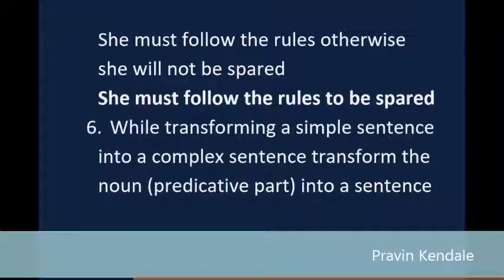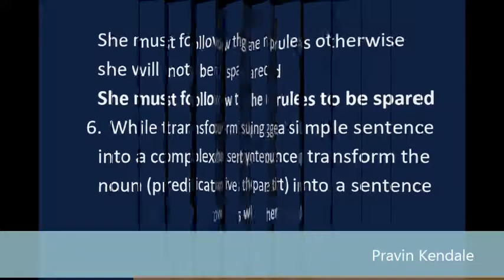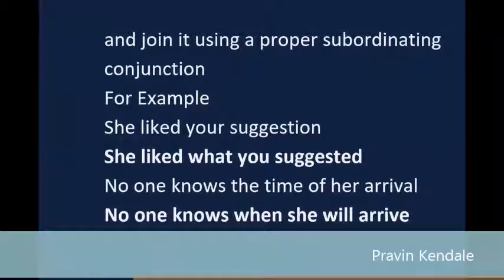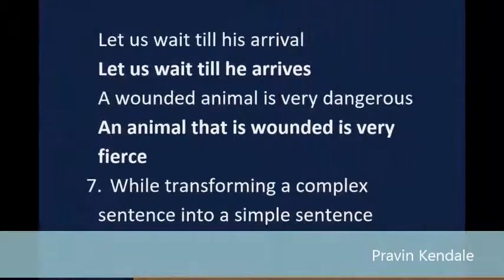6. While transforming a simple sentence into a complex sentence, transform the noun, predicative part, into a sentence and join it using a proper subordinating conjunction. For example, she liked your suggestion. She liked what you suggested. No one knows the time of her arrival. No one knows when she will arrive. Let us wait till his arrival. Let us wait till he arrives. A wounded animal is very dangerous. An animal that is wounded is very fierce.